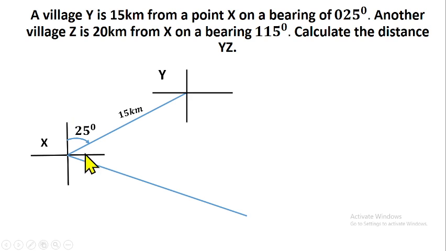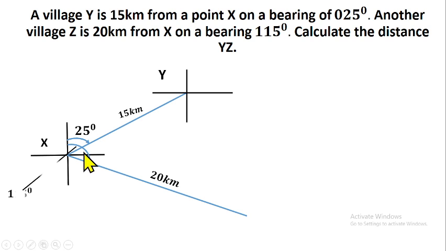So at this point X now, you draw a straight line here because 115 degrees will fall around here. So draw a straight line. Then the distance is 20 kilometers, which is longer than this one. Then mark the angle from the north to this line, because it is a 3-digit bearing. So the angle is going to be from the north to this line again because it is a 3-digit bearing.